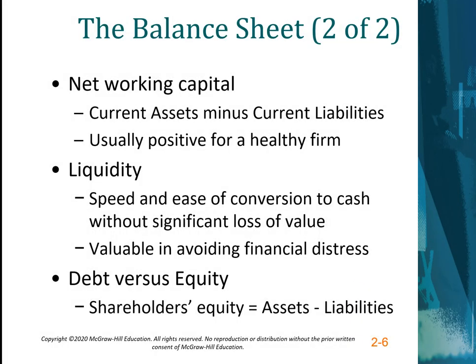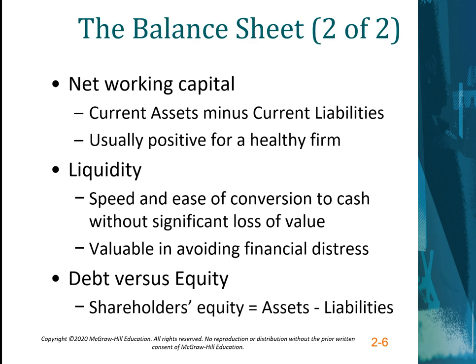So I just got through saying net working capital is current assets minus current liabilities. In a healthy firm, it's usually a positive number because you need more assets to pay off the liabilities. If it's not a positive number, then you're going to have problems paying your bills, and that's going to put the firm in a dangerous position. Liquidity is the speed and ease of conversion to cash without significant loss of value. And it's very valuable in avoiding financial distress. So you would want to have a certain amount of liquidity available to the firm.